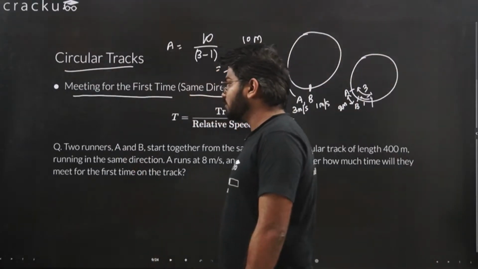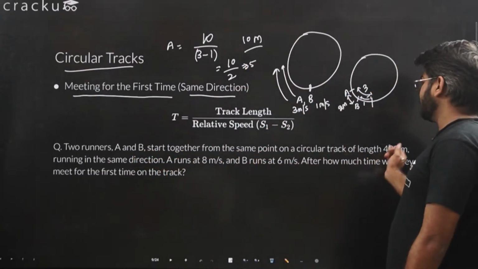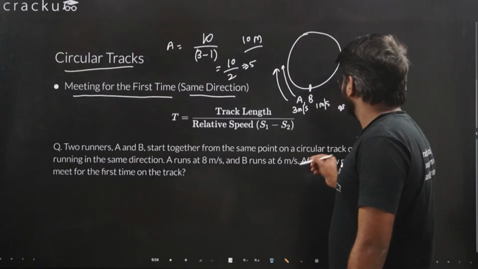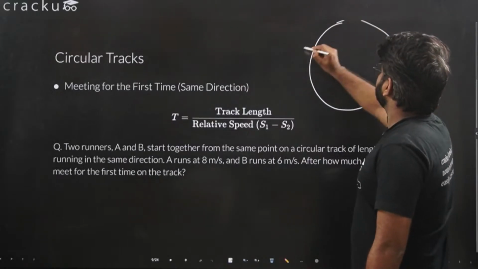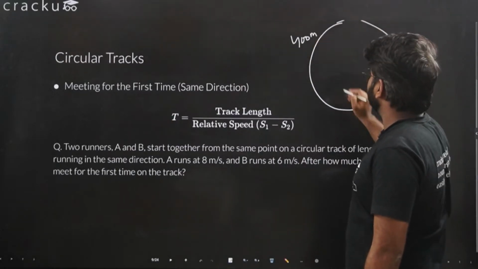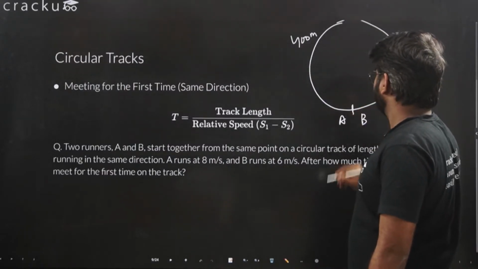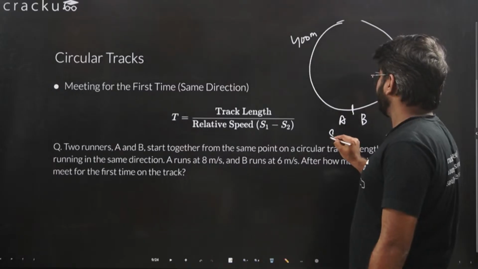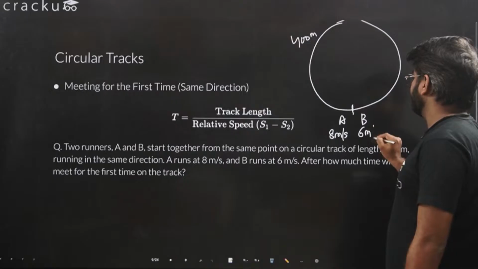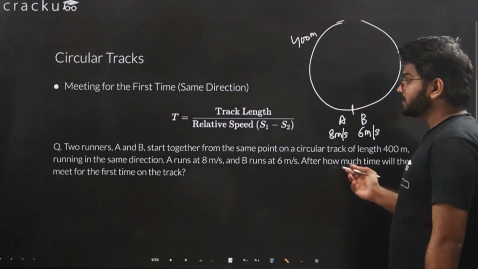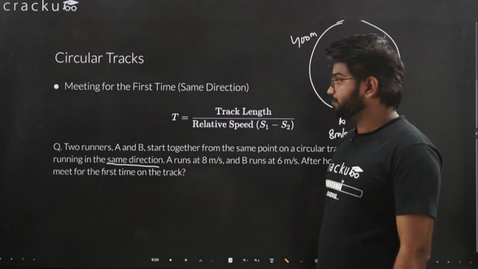We have a question here based on the same concept. Two runners A and B start together from the same point on a circular track of length 400 meters. Let's understand here. This is the track. The track is 400 meters. They start from this point. A runs at the rate of 8 meters per second. B runs at the rate of 6 meters per second. After how much time will they meet for the first time? Remember, they are running in the same direction.